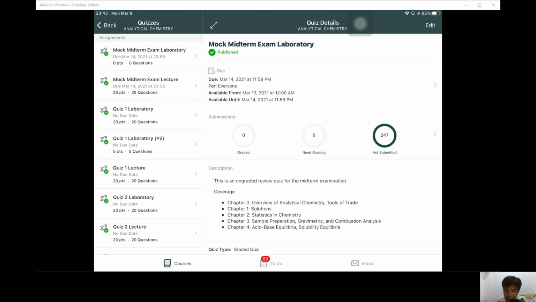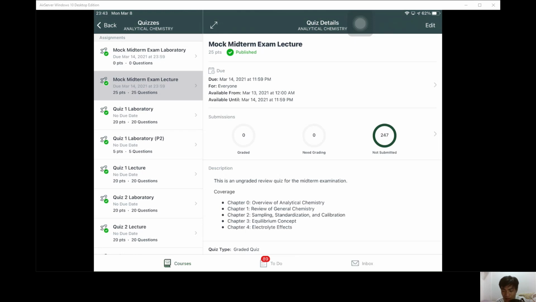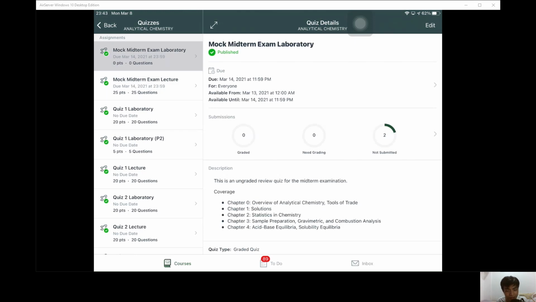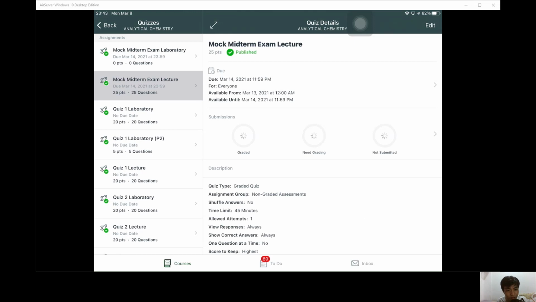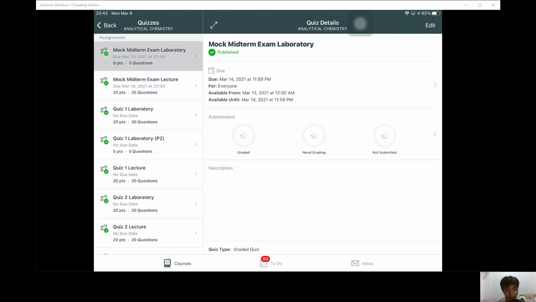Also, I made a mock midterm exam for the laboratory and the lecture. Everyone can join. Suppose I'm your lecture instructor. If you want to take my mock exam for the laboratory, you can also do that. These two are ungraded, because this is just a mock exam. This is just for you to test if you can ace the midterm exam.